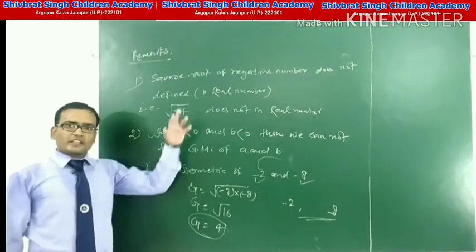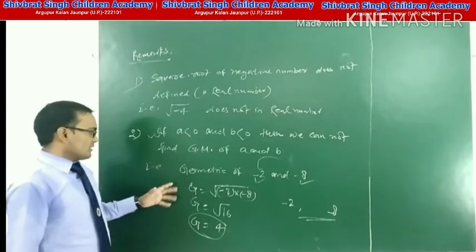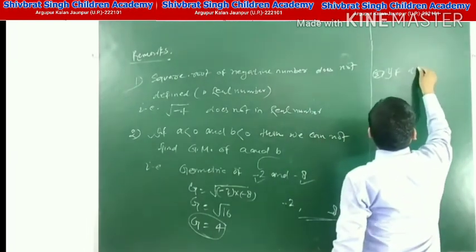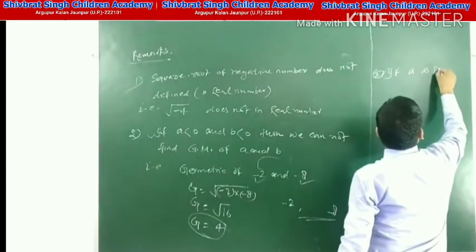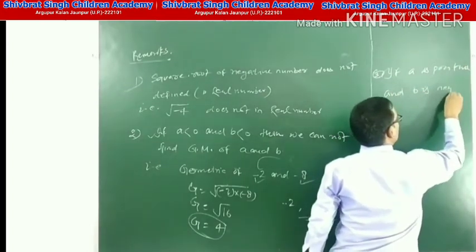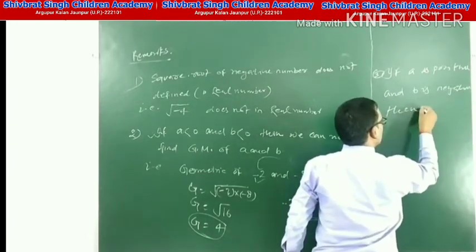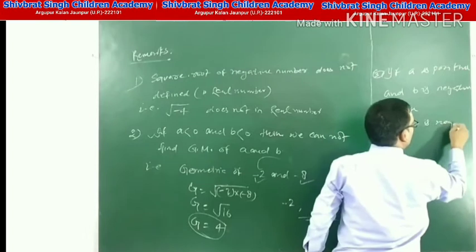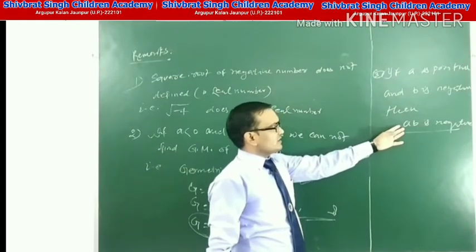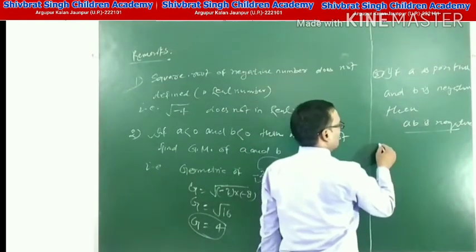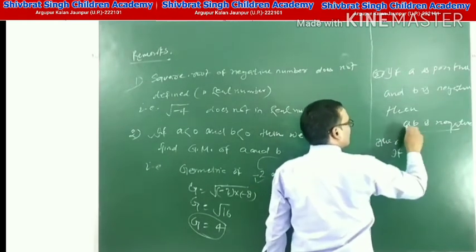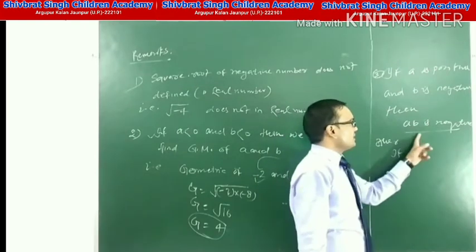You understand why we take the positive numbers a and b. And third, if a is positive and b is negative, then ab is negative, and it is not possible to find the square root of this. If a is positive and b is negative, then the square root of ab is not possible.